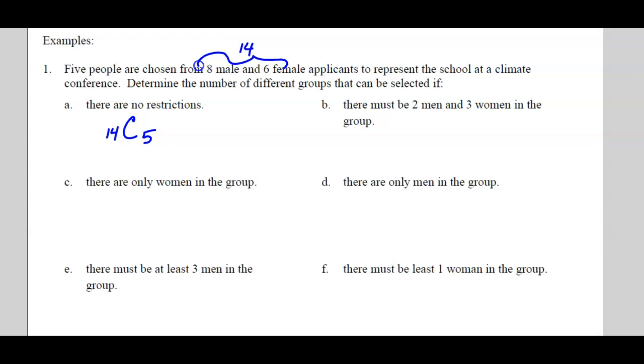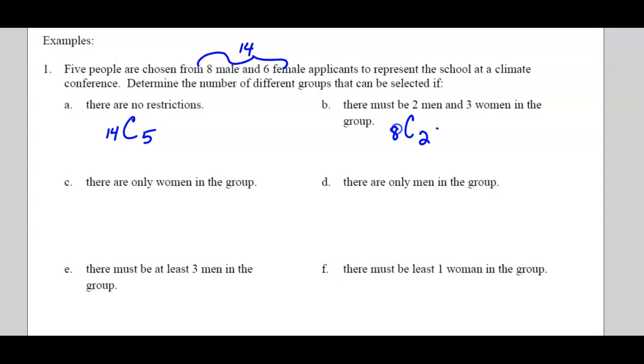Then there are some restrictions on the next one. There must be 2 men and 3 women. In this case, there has to be 2 men. So now you have to look at that information. There's 8 males, and you have to choose 2 of them. So 8 choose 2 gives you the groupings of 2 males. For each of those groupings of 2 males, you have to have the women join them, right? So you're going to multiply.